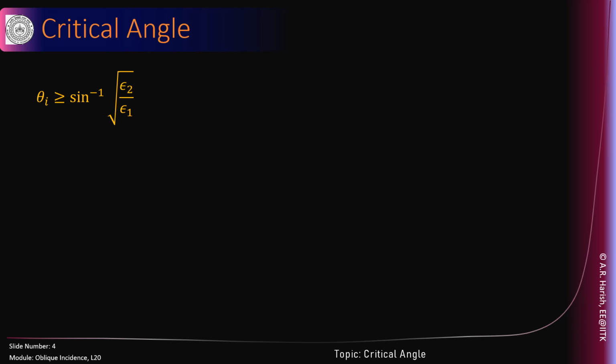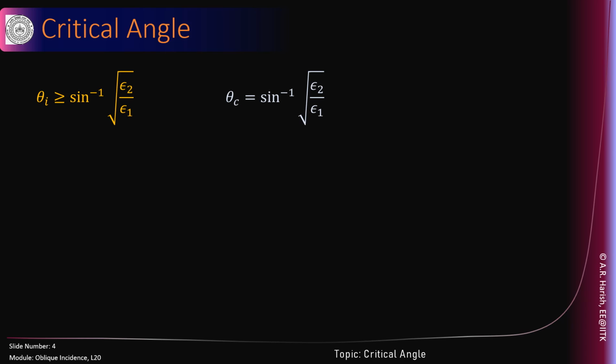This situation is known as total internal reflection. That means all the wave that is incident on the interface is getting reflected back. So we have an angle which is equal to sine inverse of square root of epsilon 2 by epsilon 1, called the critical angle. The beautiful part of this critical angle is that if the angle of incidence is less than the critical angle, we don't see total internal reflection. If the angle of incidence is greater than the critical angle, we observe total internal reflection.